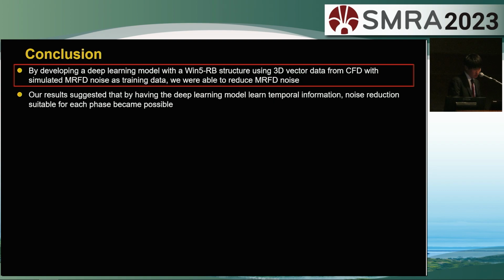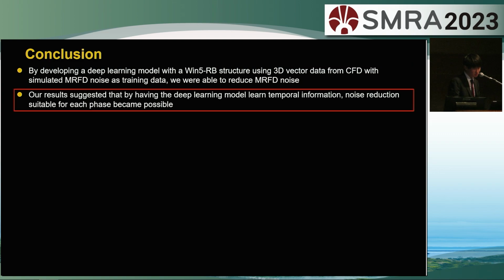By developing a deep learning model with a Win5RB structure using 3D vector data from CFD with simulated MRFD noise as training data, we were able to reduce MRFD noise. Our results suggested that by having the deep learning model learn temporal information, noise reduction fit for each phase was possible. Thank you.